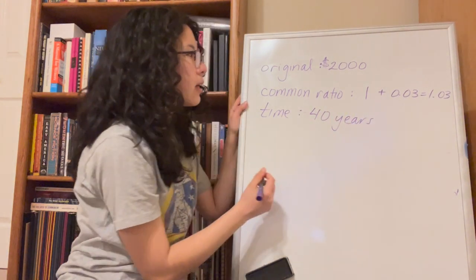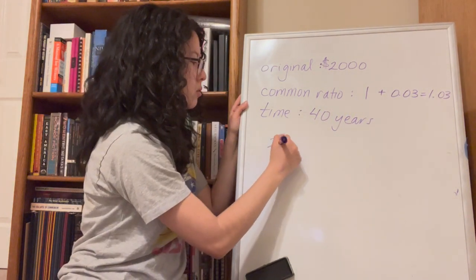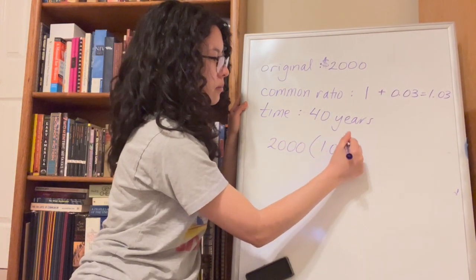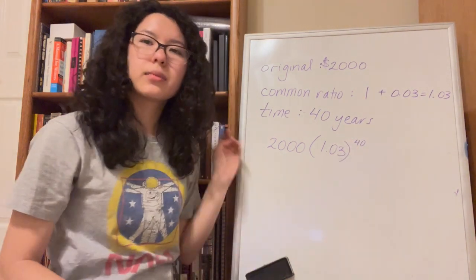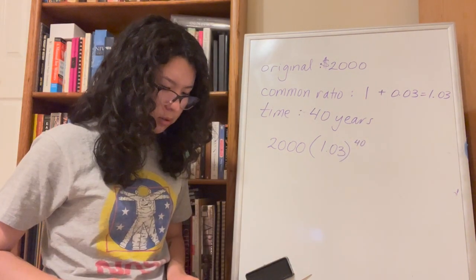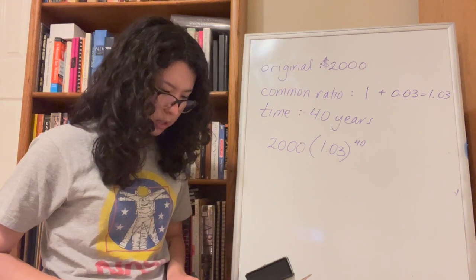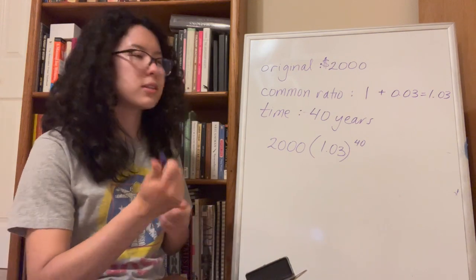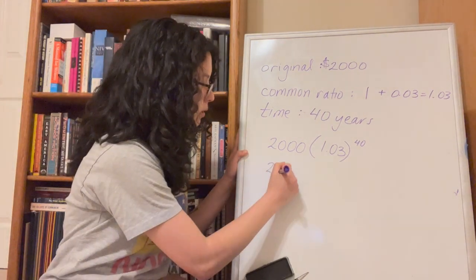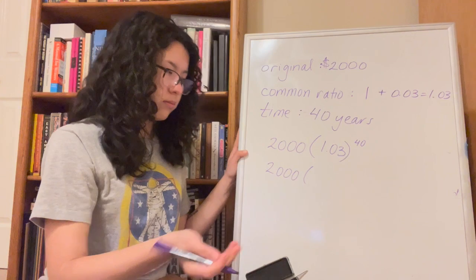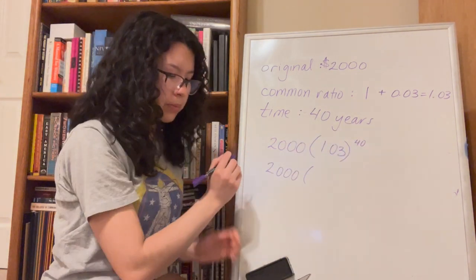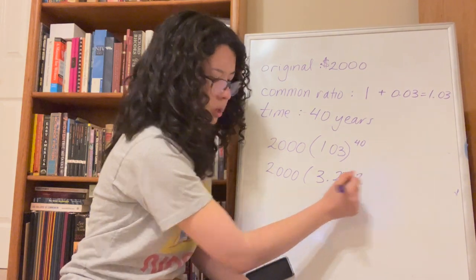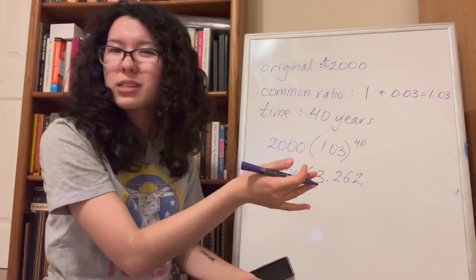Putting this all together, we will have 2,000 times the common ratio, 1.03, raised to the 40th power. We have 1.03 raised to the 40th power. Gives us a large number. I'm going to write it out so you can see. So I've done my exponent. We get 1.03 to the 40th power, which is 3.262. And then there's more, but I'm going to just round it to that number.